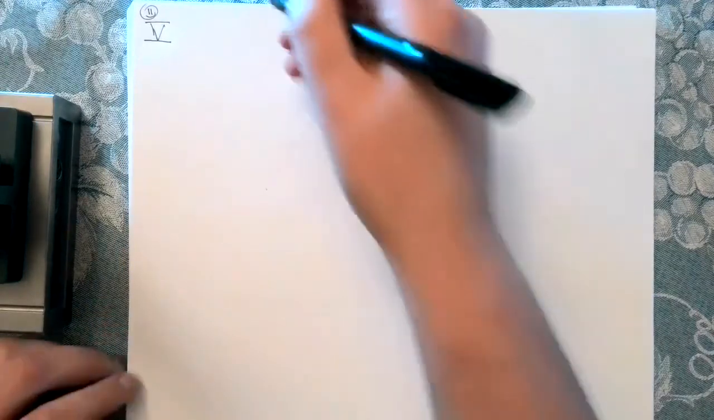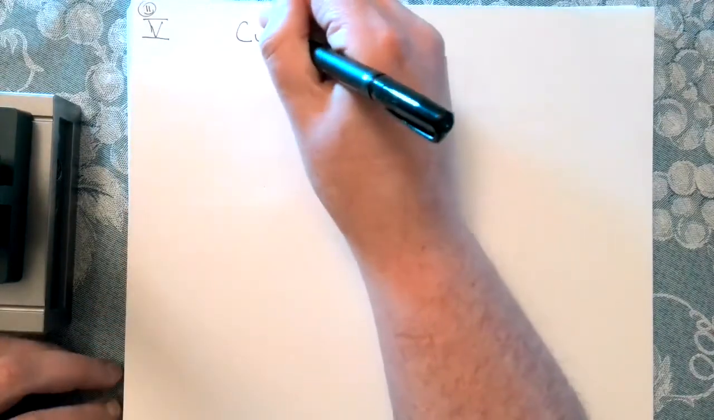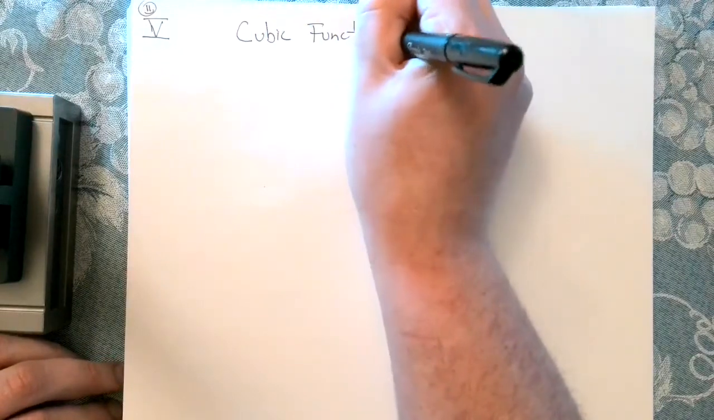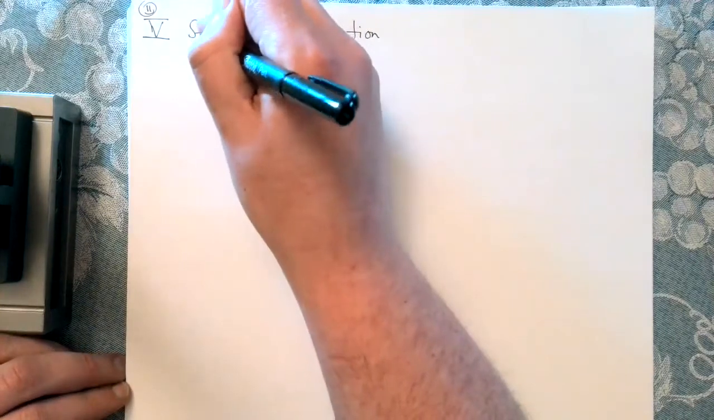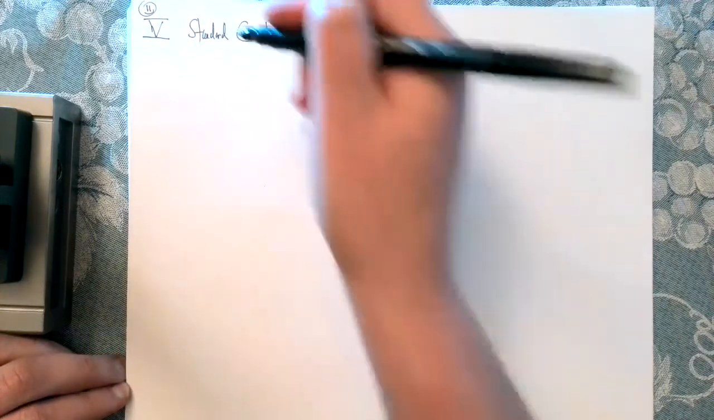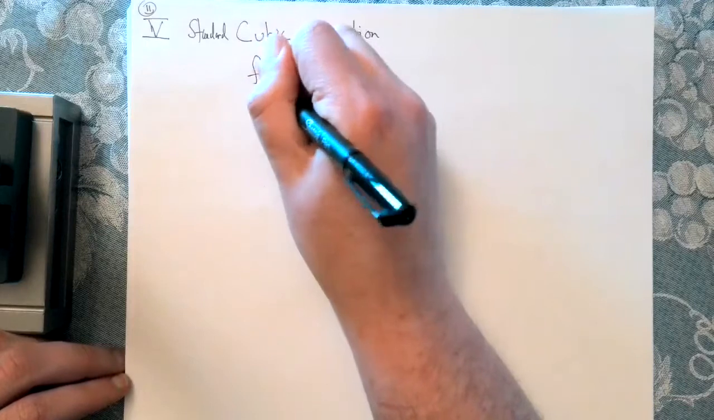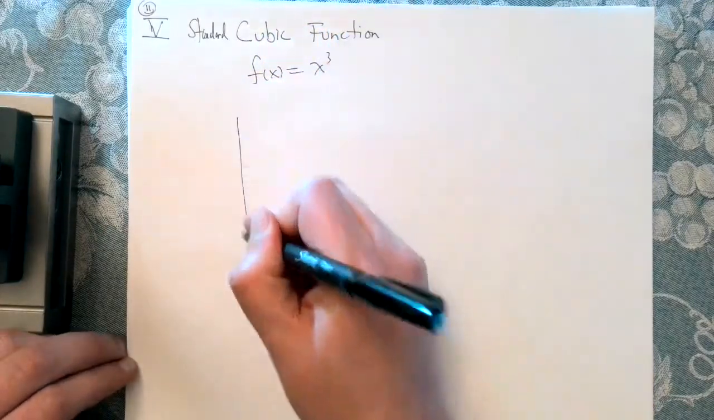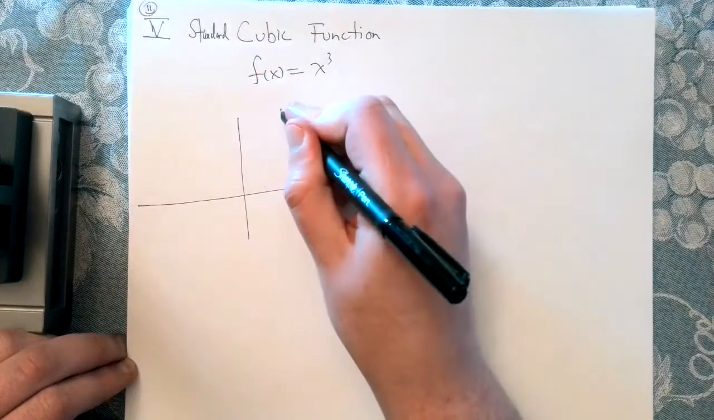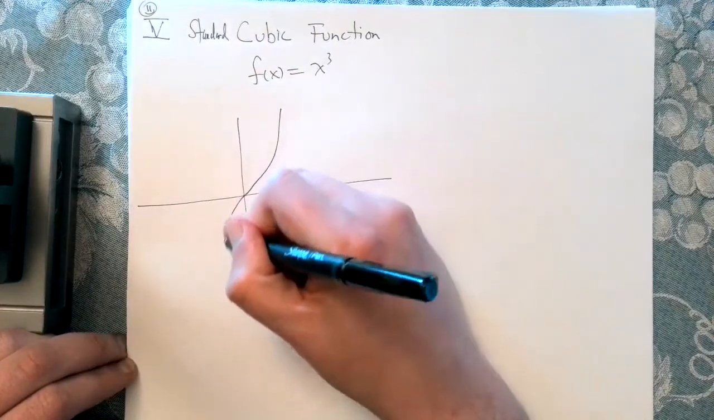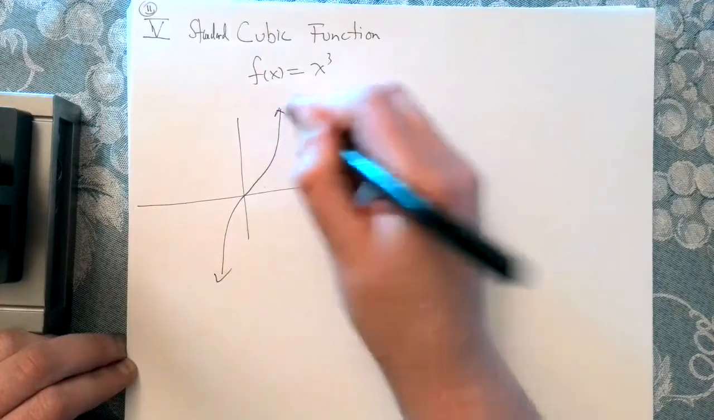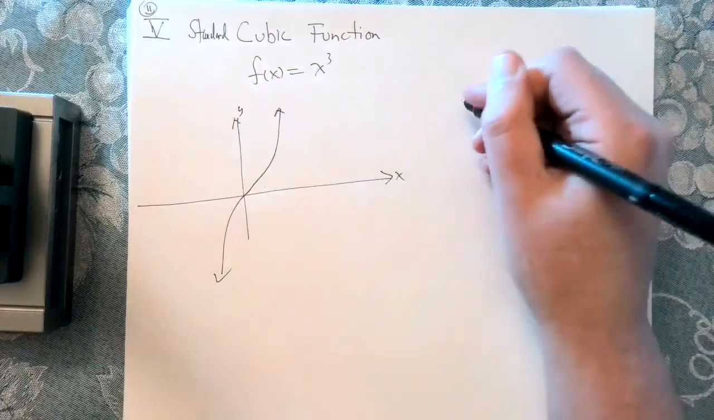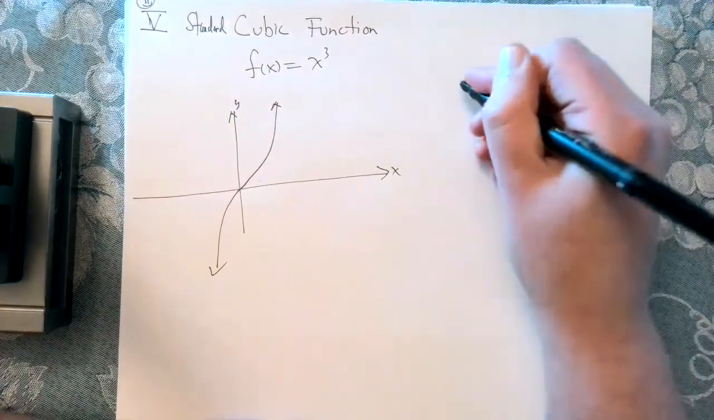Okay, so for 5, we got this cubic function, or standard cubic function. And so this is f of x equals x cubed. Okay, so it has this shape. And of course, we want the domain, we want the range, etc.